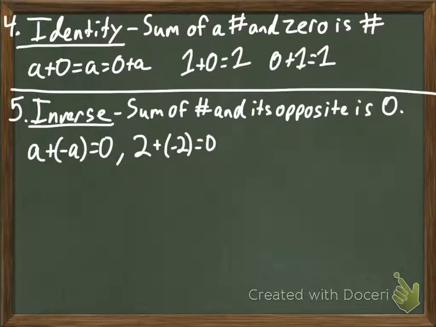Now the inverse. The inverse property says the sum of a number and its opposite is 0. This says that if we have A plus the opposite of A, negative A, it's going to be 0. So here we have 2 plus negative 2 equals 0. 3 plus negative 3 equals 0. That's what the inverse property says. It says that if we add a number and the opposite number, we're going to get 0. And there is the end of the lesson.